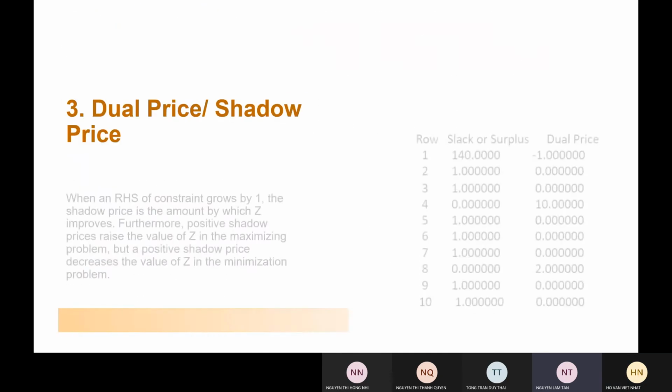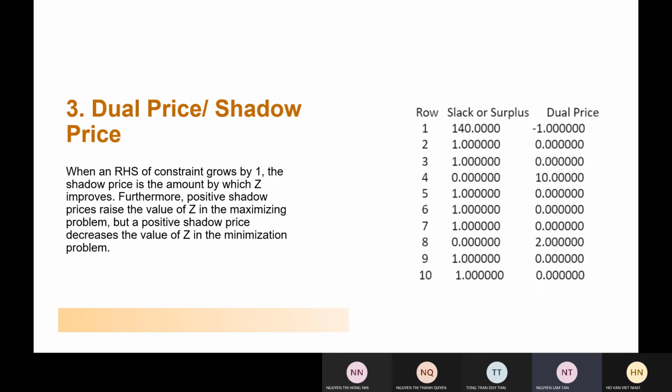And the final part is the analysis on dual price or shadow price. So when the right hand side of a constraint grows by 1 unit, the shadow price is the amount by which z improves. Furthermore, a positive shadow price raises the value of z in a maximizing problem, but a positive shadow price decreases the value of z in the minimization problem. And that's the end of my presentation. Thái will continue with the last part.